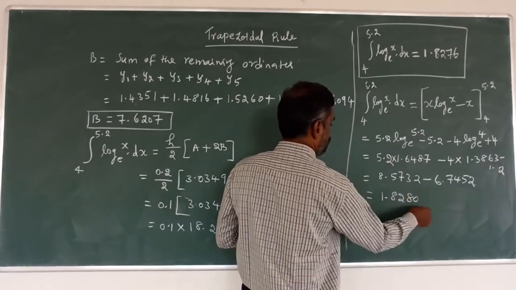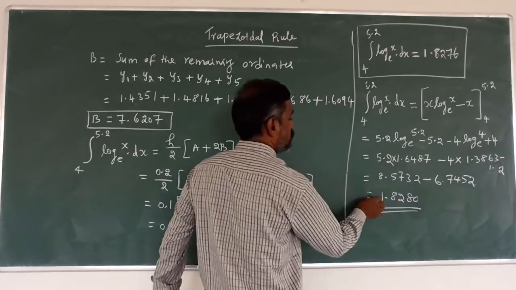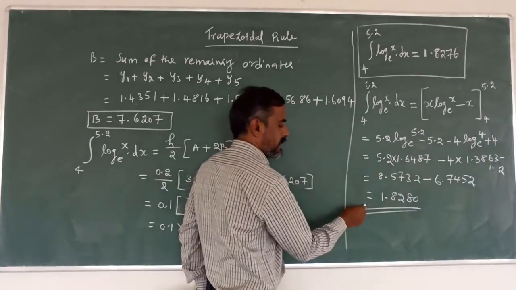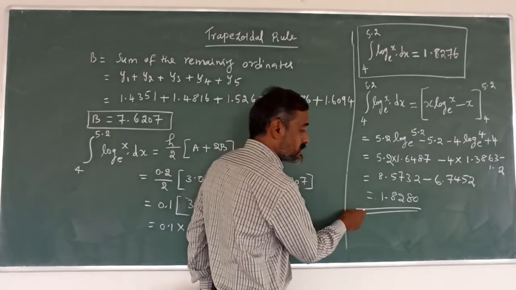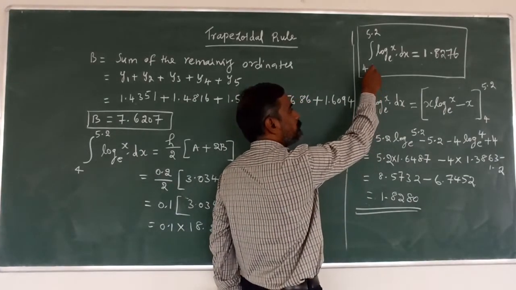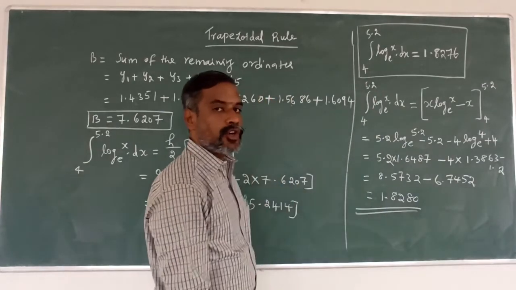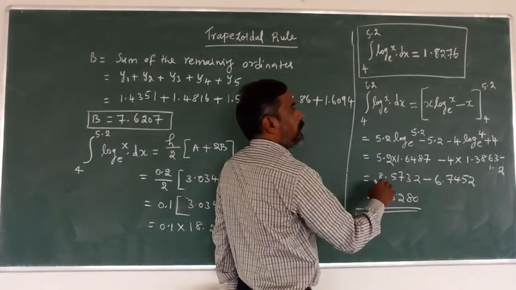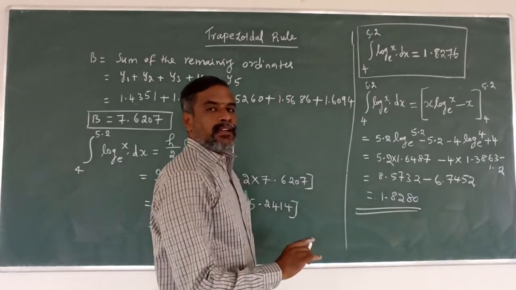1.8280. Now compare this result with this one. This is the exact integration result and this is the numerical integration using the trapezoidal rule. Both results are approximately equal.